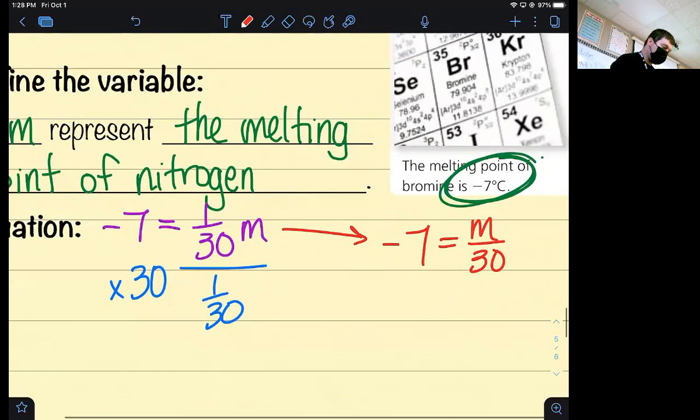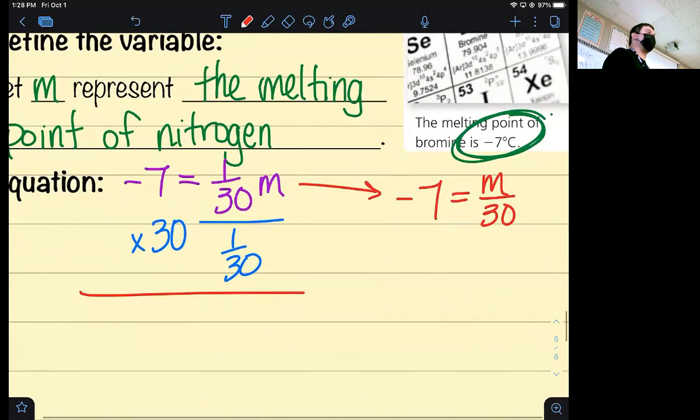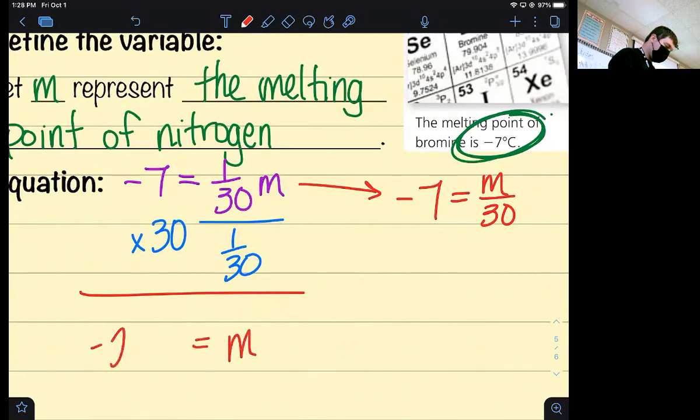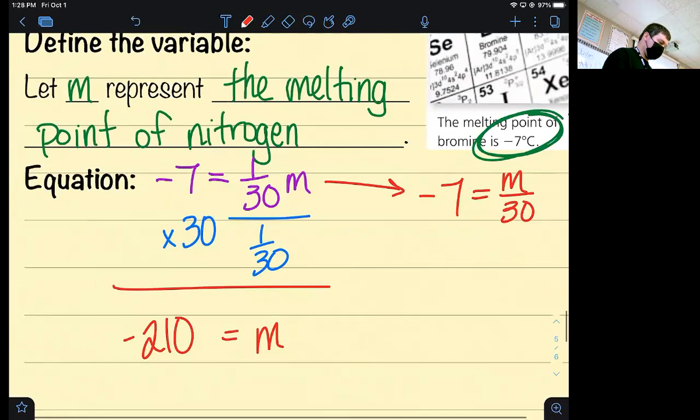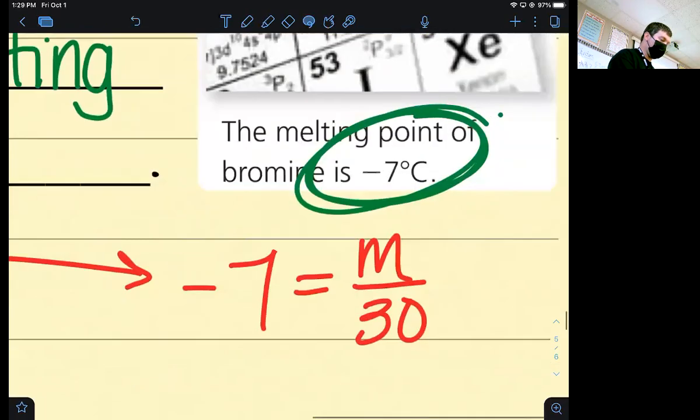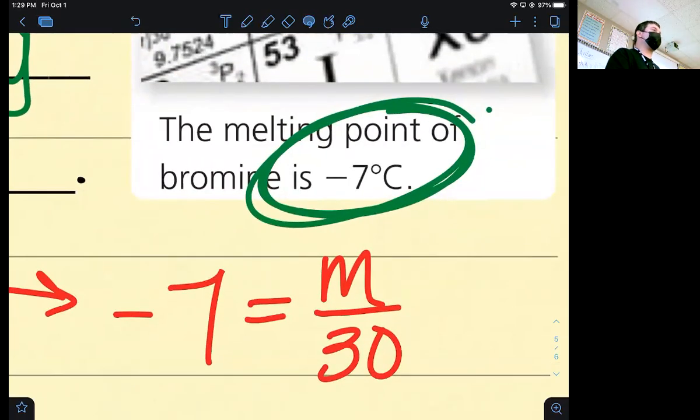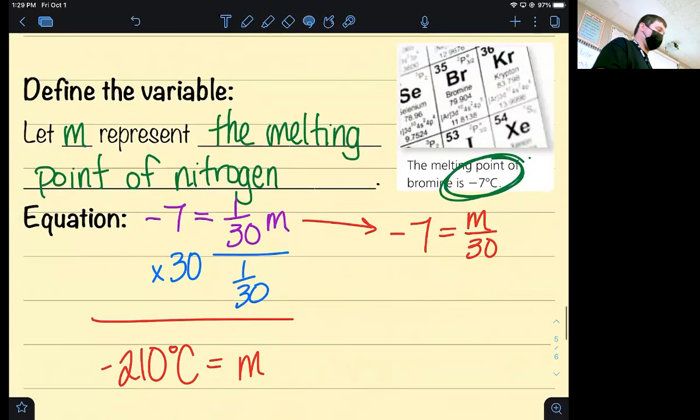And I need to go ahead and answer this. So -7 times 30. What is that going to give me? Go ahead, Xander. -210. And it's a story problem, so I want to label it. What would I label this as? Where are we measuring the melting point? Degrees, more specifically degrees Celsius. Yeah, and I know it's degrees Celsius because they gave me the temperature of bromine's melting point in degrees Celsius as well. So every story problem has to have a label, and ours does now.